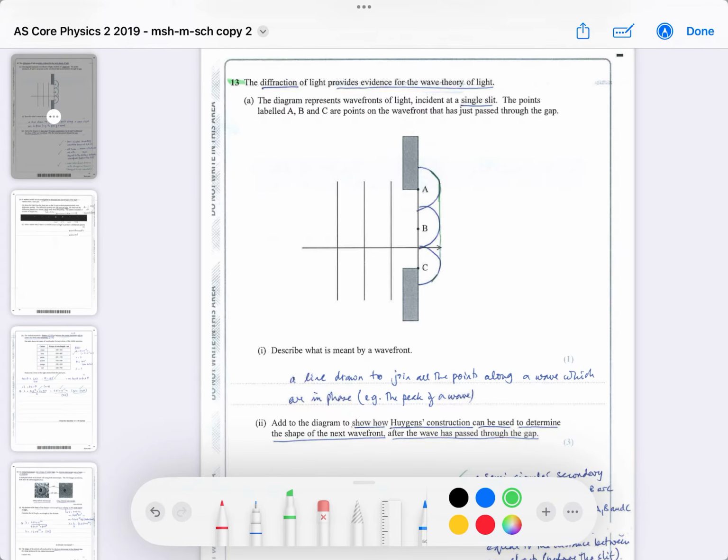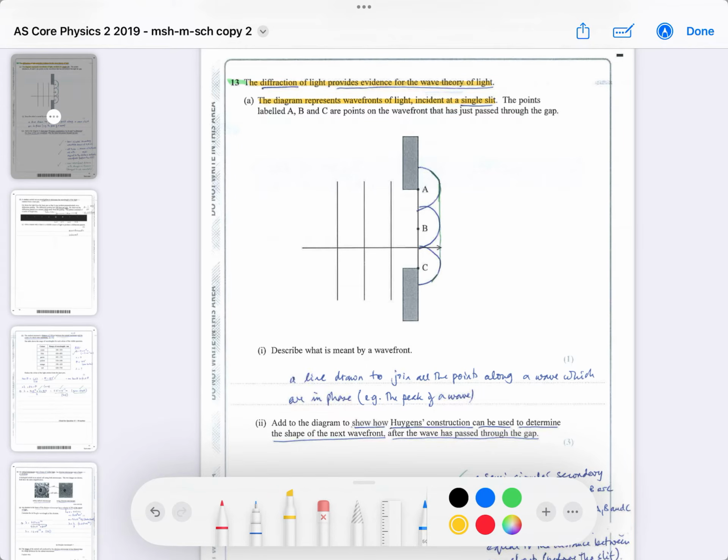Okay, here we go, straight into the first question in part 2 of this run-through, question 13. Okay, so the diffraction of light provides evidence for the wave theory of light. So this is about wave-particle duality, but it's talking about the wave theory. The diagram represents wavefronts of light, incident at a single slit.